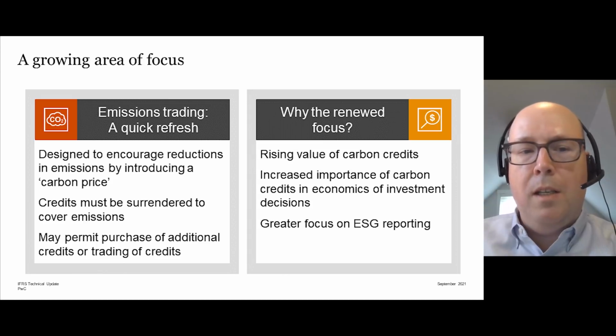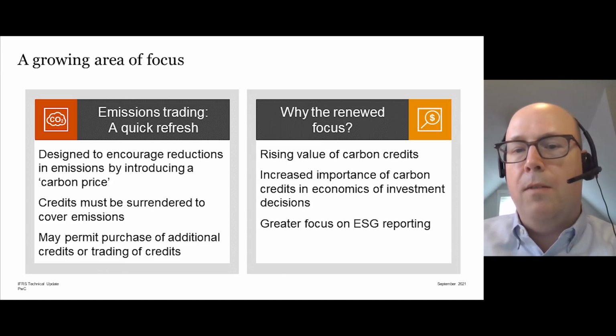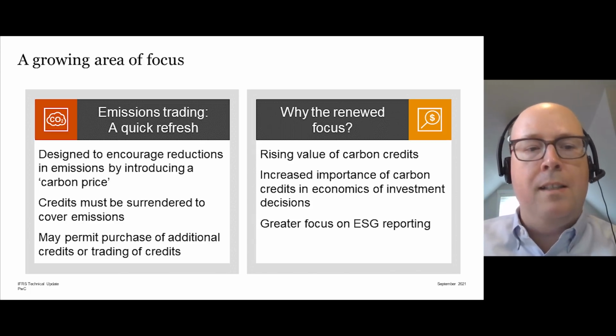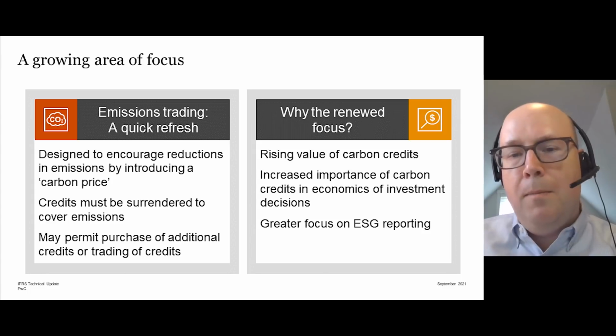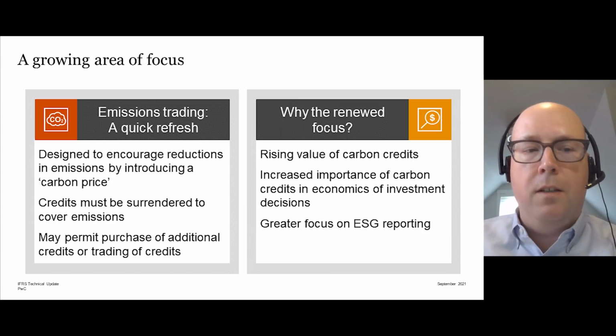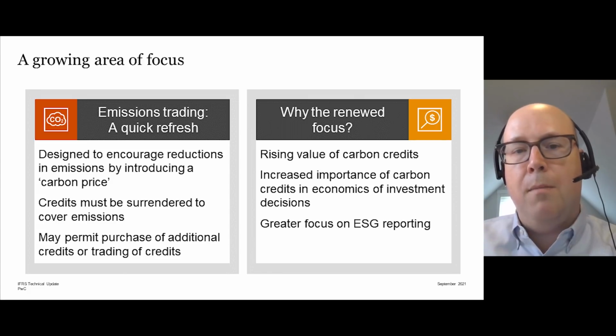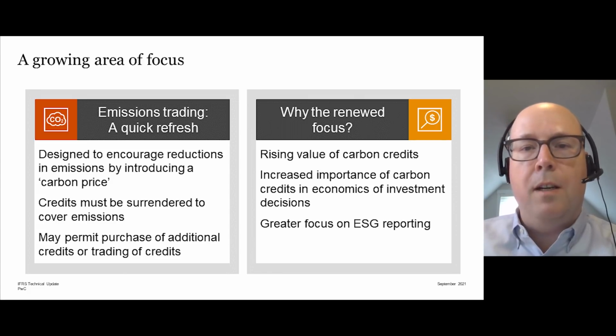Emissions trading schemes and consequently pollutant pricing have been around for some time. However, this matter is again becoming a hot topic, no pun intended, for a few reasons. The price of carbon credits has generally been increasing around the world. This means that such programs are becoming more material to companies' results, both for those that need to purchase credits to meet compliance obligations and for those that are generating credits to sell as part of their business activities.